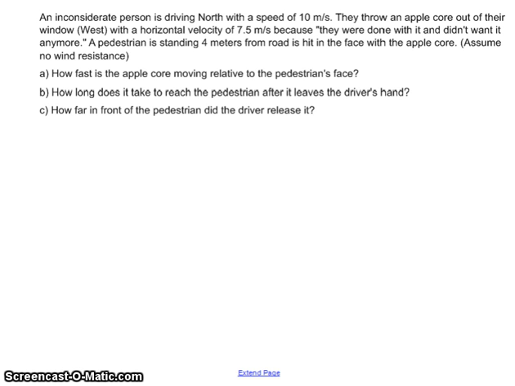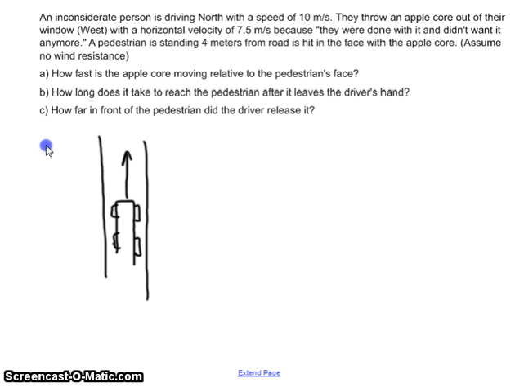So the first thing that we would want to do is make a little diagram here. We're going to put a little road here. Here's going to be our car. I want to do this from the above view because I'm talking about north, south, east, and west, and the only way to really view those is from an above view. So it's moving north with 10 meters per second, right?